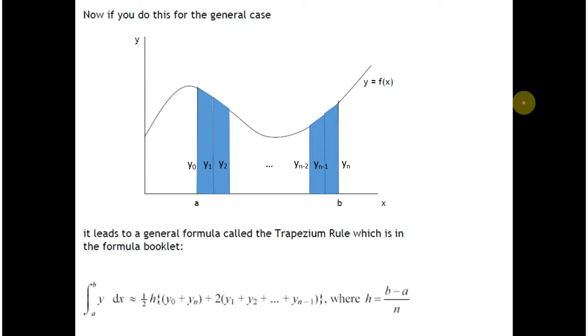And then the trapezium rule, with h being the width of the trapeziums, is the integral between a and b of y dx is approximately equal to half h, open bracket, open another bracket, y0 plus yn, close bracket, plus 2 times, open bracket, y1 plus y2, all the way up to yn minus 1, close bracket, close another bracket. And we're also told that h is equal to b minus a divided by n.